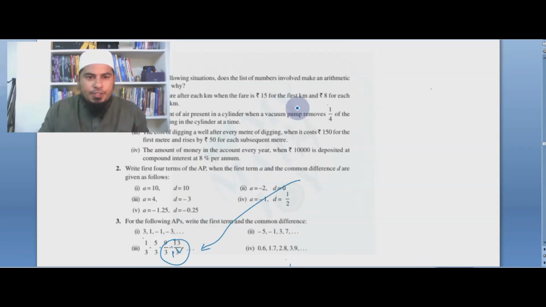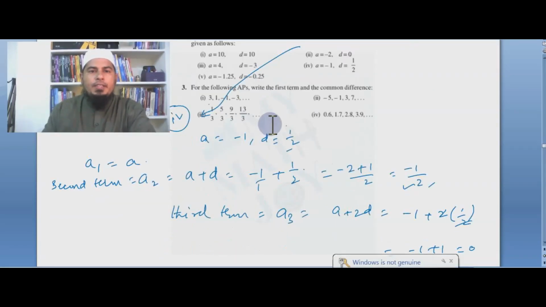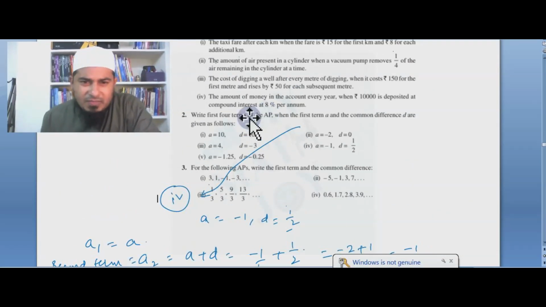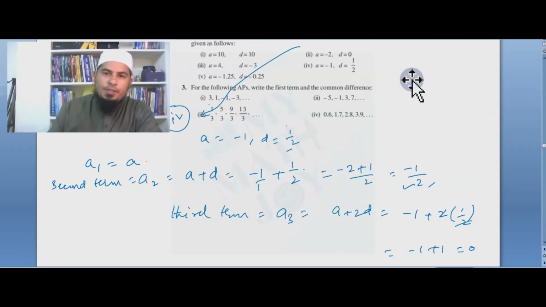Let's move on to the next question. What does the question tell us? Third question: for the following APs, write the first term and the common difference. It's a dead easy question. For the following APs, write the first term and the common difference.